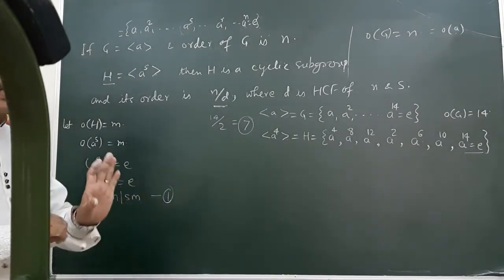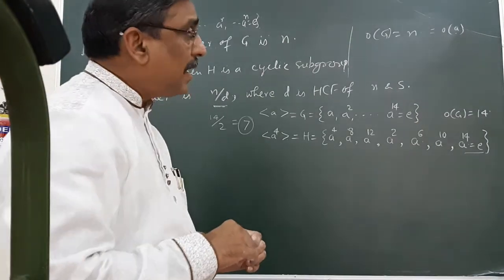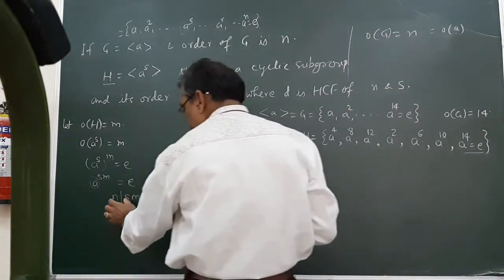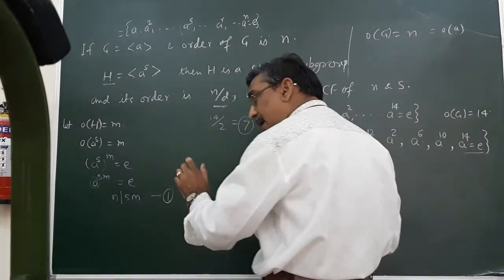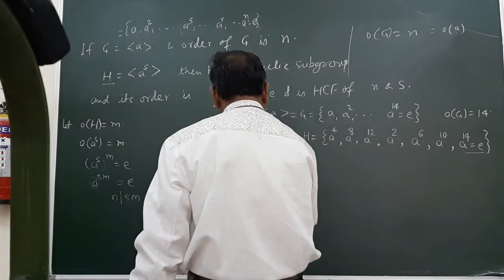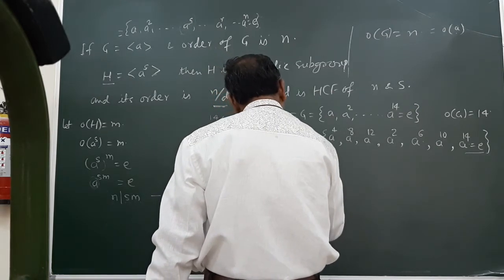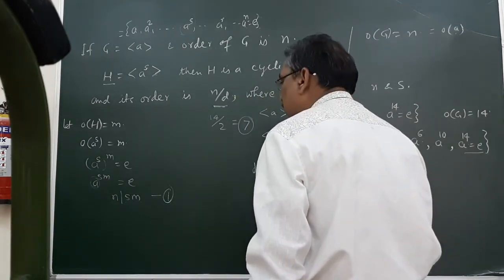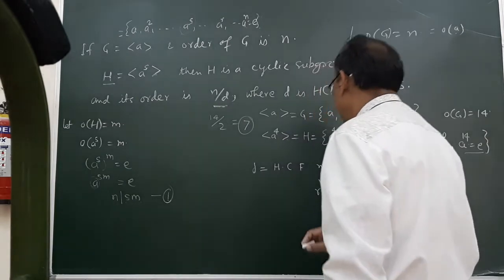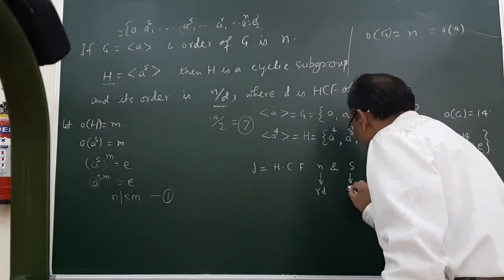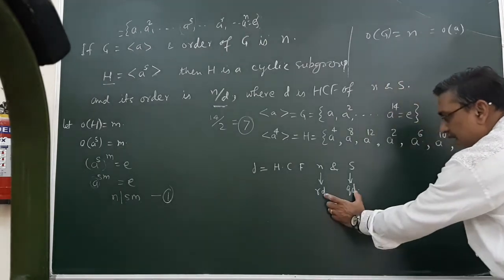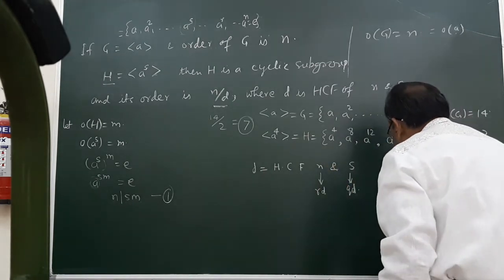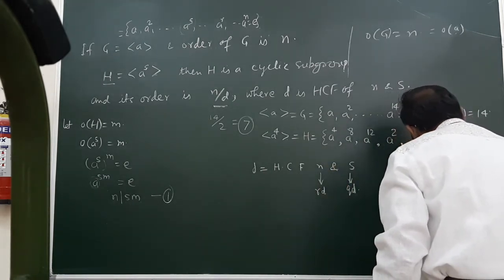Now, we know d is the HCF of n and S. So if we take n equal to Rd and S equal to Qd, then automatically d is a common factor. d is the HCF of these two, and R and Q are co-prime.